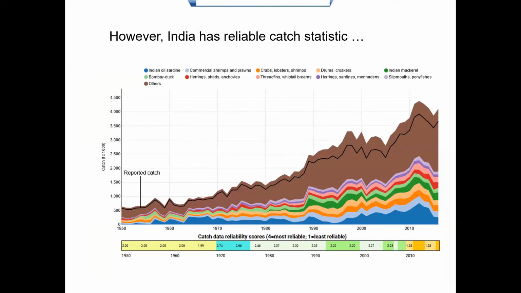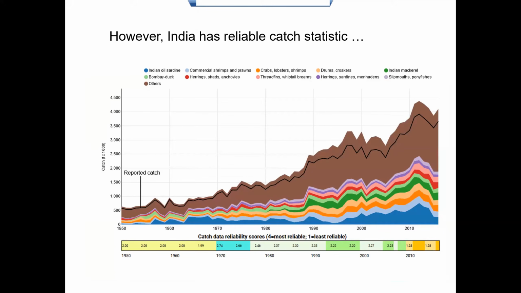Now, India has reliable catch statistics. This is not the case for many countries in Asia, but through the random sampling program that has been conducted along the Indian coast, India has more reliable statistics than many countries in Asia. So India has time series of catches by species that can be used for assessment.